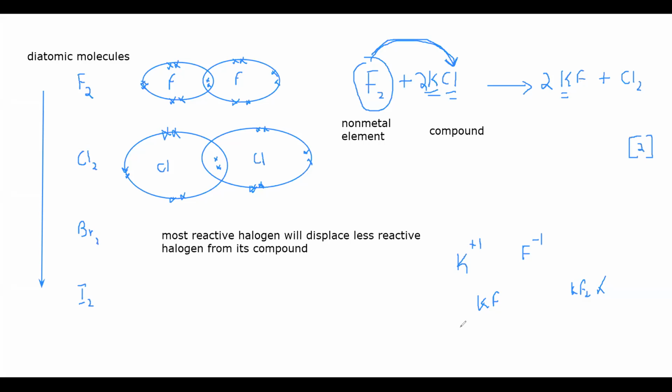Yes? Sir, I still didn't understand. Which part? The equation one, the valency. Fluorine is more reactive than chlorine, so fluorine will displace chlorine. So as it displaces chlorine, in place of chlorine we have fluorine here. So what is the product? The formula of the product?